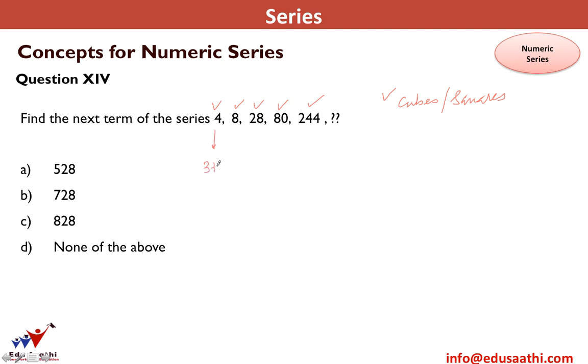4 is 3 plus 1. What is 8? 8 is 3 square minus 1. What is 28? It is 3 raised to power 3 plus 1. What is 80? 3 raised to power 4 minus 1, because 3 raised to power 4 is what? 81. Similarly 244, this is 3 raised to power 5 plus 1. So here I'll have 3 raised to power 6 minus 1, which is 729 minus 1, or 728.